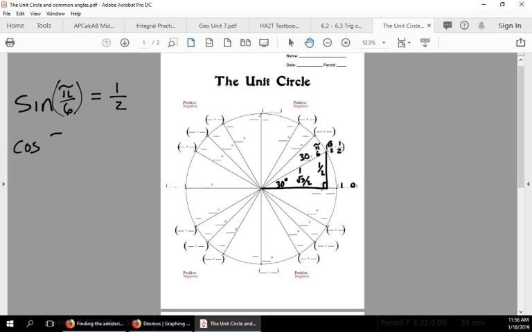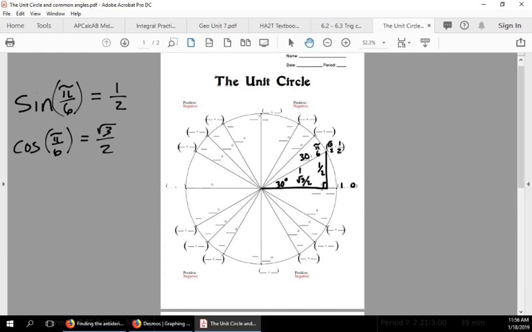What is cosine of pi over 6? Cosine is adjacent, which would be this side, rad 3 over 2, divided by the hypotenuse. Now, the hypotenuse is always 1 in a unit circle, and so we don't even need to divide it. So you just need to look at the x value. When you look at the x value, that tells you your value of cosine. So you get rad 3 over 2, and then you would also be able to then find tangent.